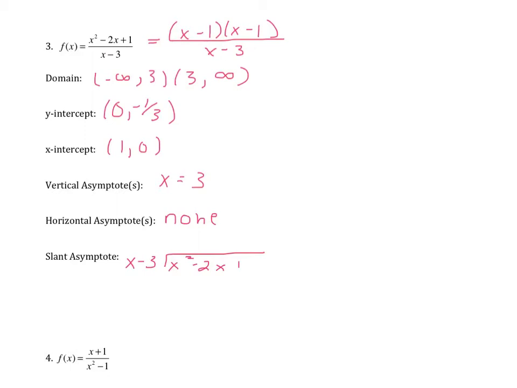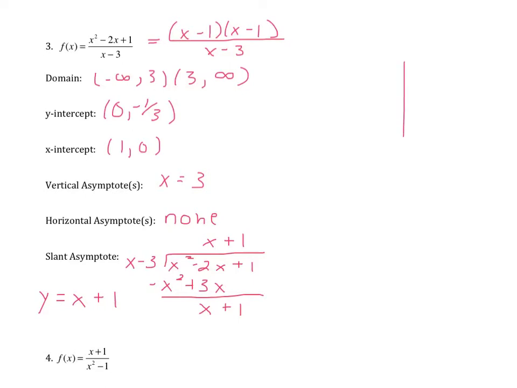And so first we want to ask ourselves, what do we have to multiply x by to get x squared? And that's an x. So that will give me x squared minus 3x. But then we want to change the signs, which gives me x. And then we can bring down the plus 1. So now we want to ask ourselves, what do I need to multiply x by to get x? And that is just a 1. And we're done. We have our equation of our line, which is y equals x plus 1. So that will be our slant asymptote.